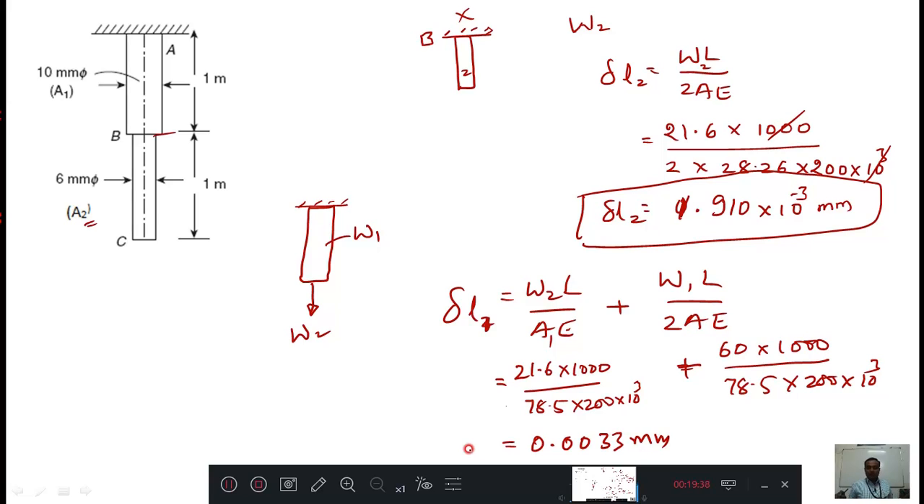Okay. Thank you very much. Very important, take it as homework. If it is 10 kilonewton here and 5 kilonewton here, solve it and send the answer.